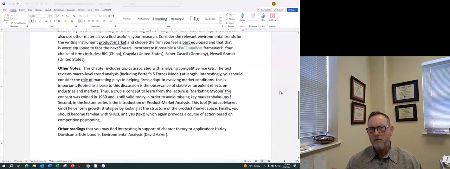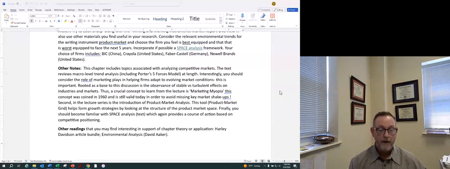Okay. Other readings that might be supplemental that you might find helpful. One of which is the environmental analysis. It's basically a book chapter by David Aaker. And again, it's just a summary of analyzing the macro environment. So it's supplemental to your text. If you're kind of an eager learner and you want to get more background on this, this is something that it will do.